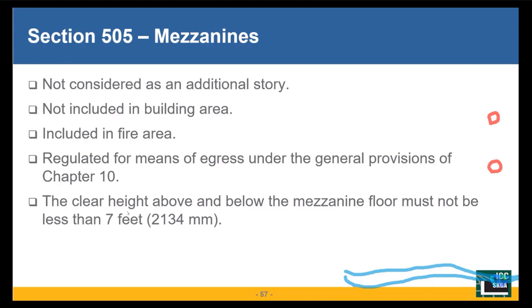The clear height above and below the mezzanine floor must not be less than 7 feet. So that's a requirement for it to become a legal mezzanine, to qualify it as a mezzanine. And it's really an intermediate level above and below the floor or ceiling of a story of a warehouse. And we'll see the limitation. It must not exceed 1/3 the area of the room in which it's located.